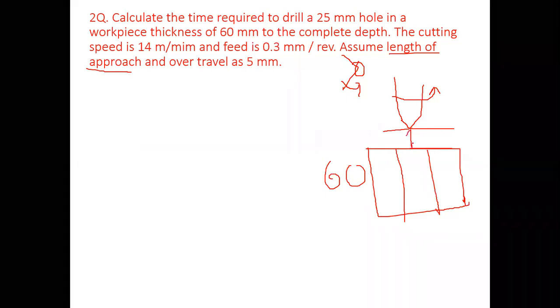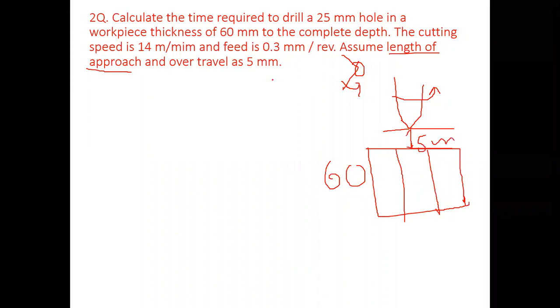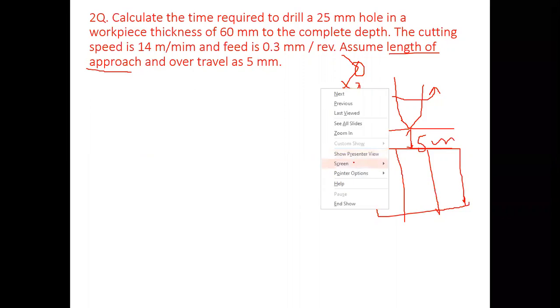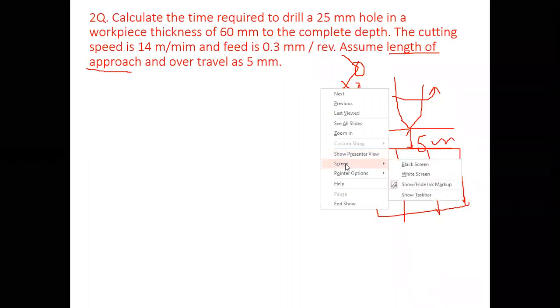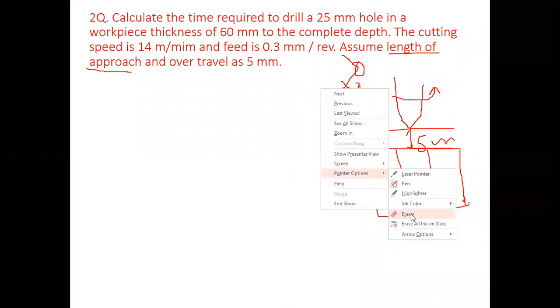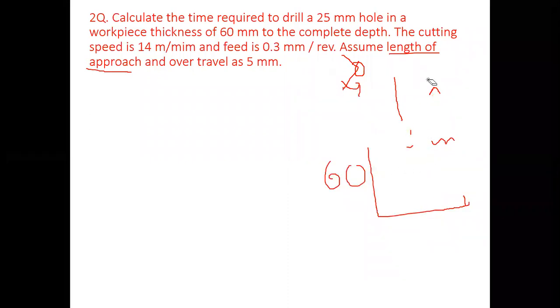So this 5 mm plus your 60 mm, the total length you need to consider is 60 plus 5, 65 mm. If nothing is mentioned, you consider the length of approach as 0. If something is given in your question, you need to take that as the length of approach.